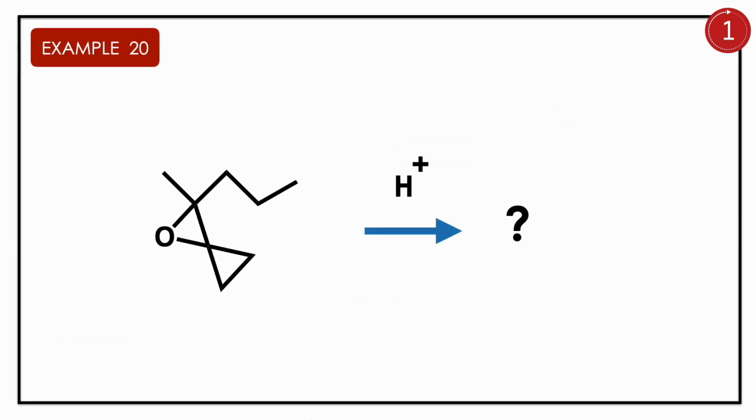Then example 20: here you have a spirane system. One side has a cyclopropane, the other side has an epoxide, and there are alkyl side chain groups. You are reacting with acid. You should find the final product.